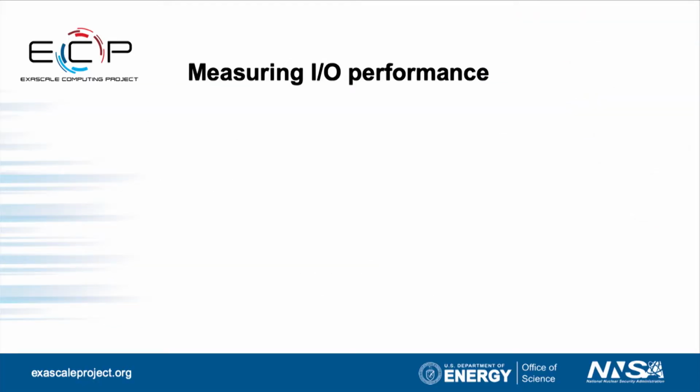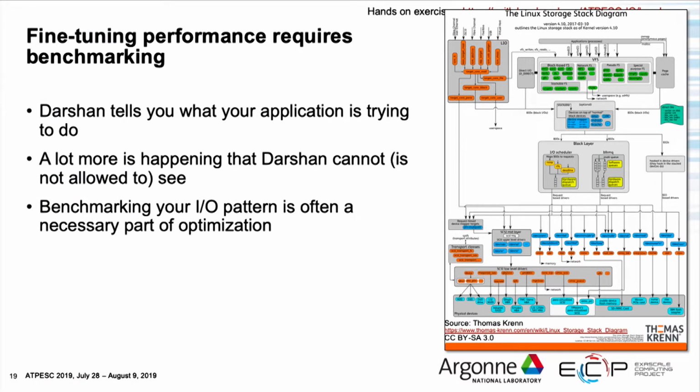So next, let's talk about actually measuring I/O. Darshan is great because it profiles your application and what you as an application developer think you're doing versus what the application is actually telling the operating system to do. But it turns out that a huge component of the I/O stack that your data has to traverse to actually get to a storage device is completely obscured from the vision of Darshan. And this is kind of by design.